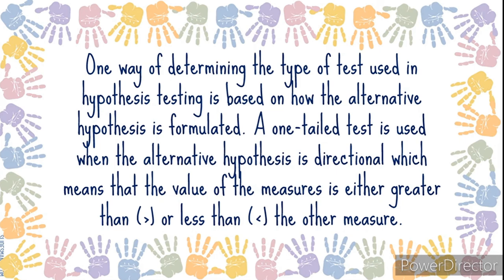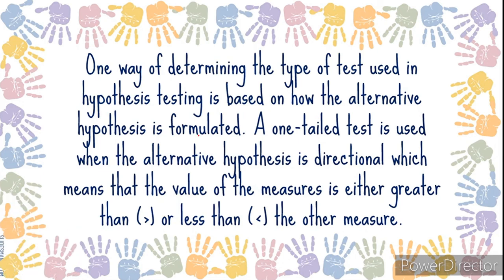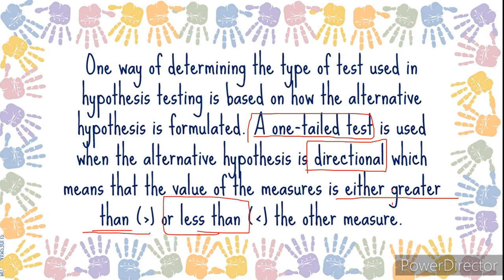Okay po. One way of determining the type of test used in hypothesis testing is based on how the alternative hypothesis is formulated. A one-tailed test is used when the alternative hypothesis is directional, which means that the value of measures is either greater than or less than the other measure. Okay, thank you, Von. Again, the keyword here, if it is a one-tailed, ibig sabihin there's a direction.